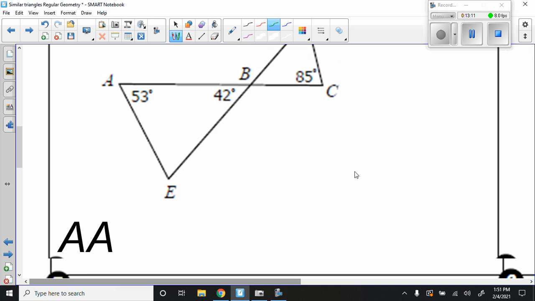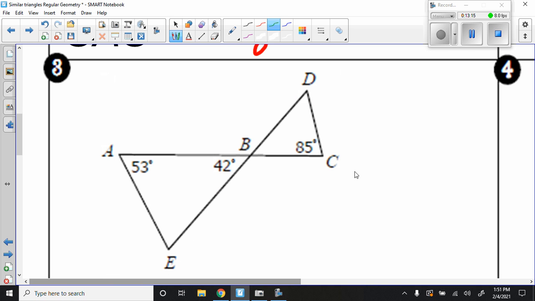Okay, on this one, I went ahead and put AA because it's only giving us angles. So AA is my only test. If it has 2 equal angles, we're good. If it doesn't have 2 equal angles, then we just simply put no. All right, we know from the picture that it's going to have 2 42s because they're vertical.